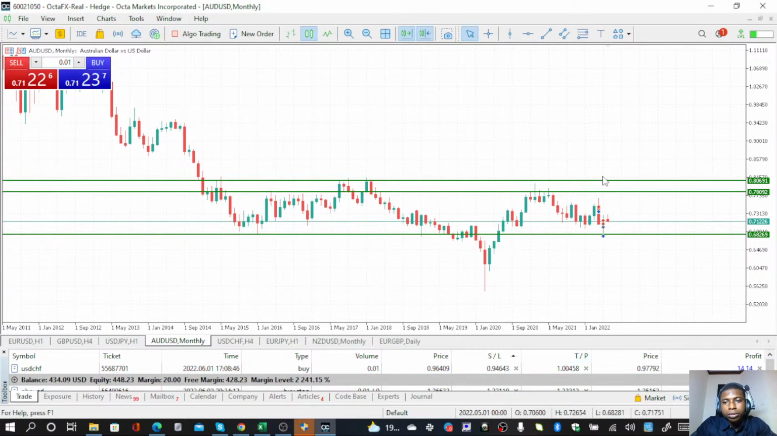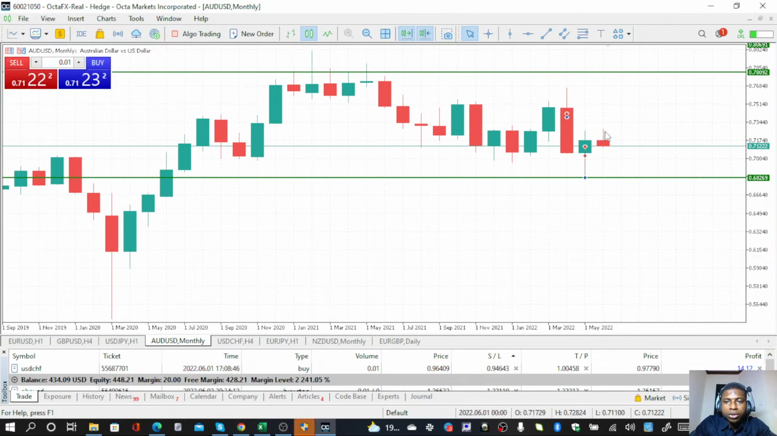On the monthly time frame, the current market structure is ranging. It has been ranging for some years now, since 2015 up to now. Let's look at what the last three candles say. This one is for this month of June. The month of May ended up green. The month of April was very bearish, more like a bearish engulfing candle.